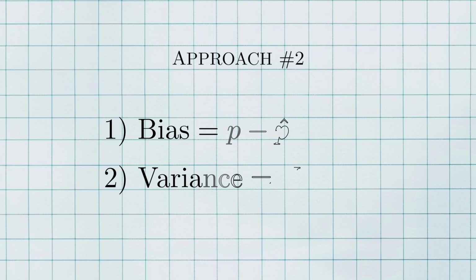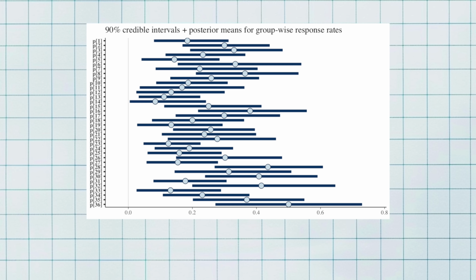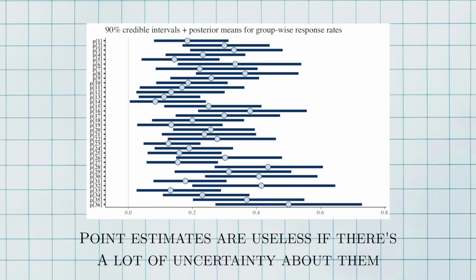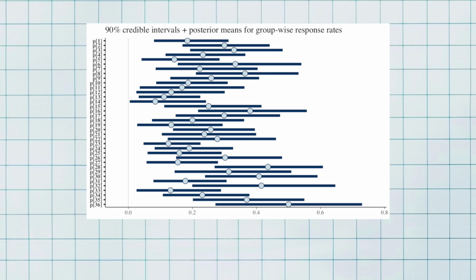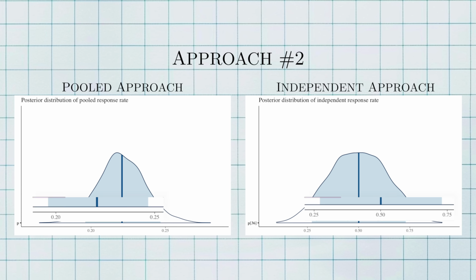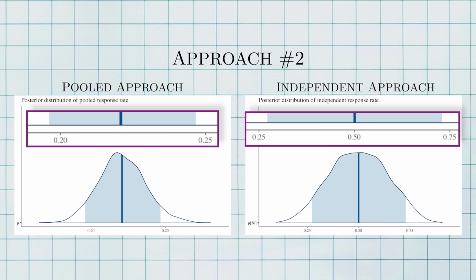But remember, we had a twofold goal. We're not just worried about the bias, but also the variance in the posterior. Even if our results are on target, it's not useful if they're all over the place. Here's where we can start to see some weaknesses in the independent approach. Compared to the pooled approach, the posterior distributions from the independent analysis are much larger. What's the cause of this?